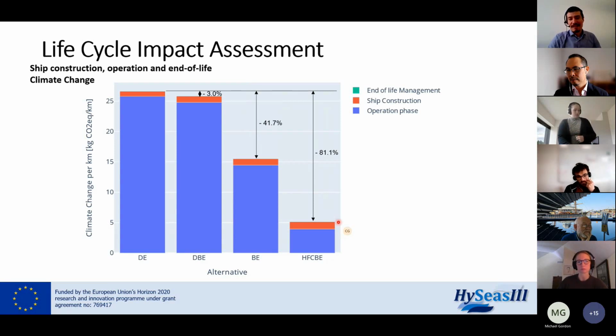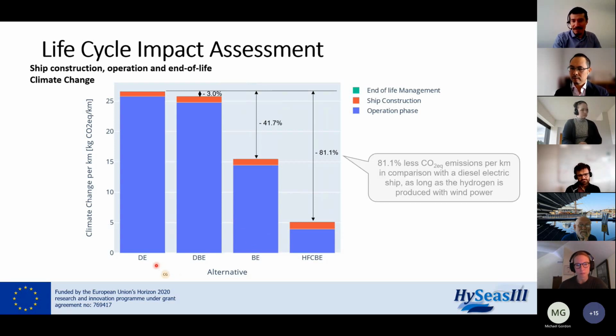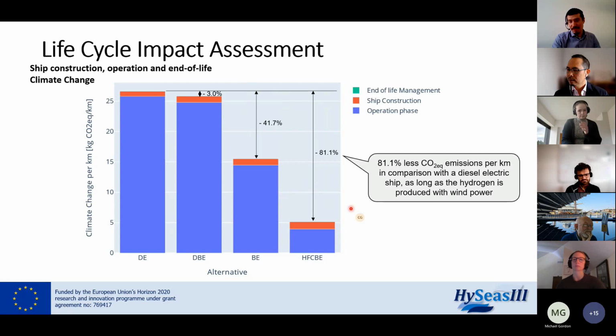And then when we analyze the particular situation of our project, this is what we get. We can reduce more or less 81% of CO2 equivalent emissions per kilometer, not just CO2, in comparison with a diesel electric ship, which is this one here to the left, as long as hydrogen is produced with wind power. If we produce it with any other electricity source, this can change, and I will show that analysis.